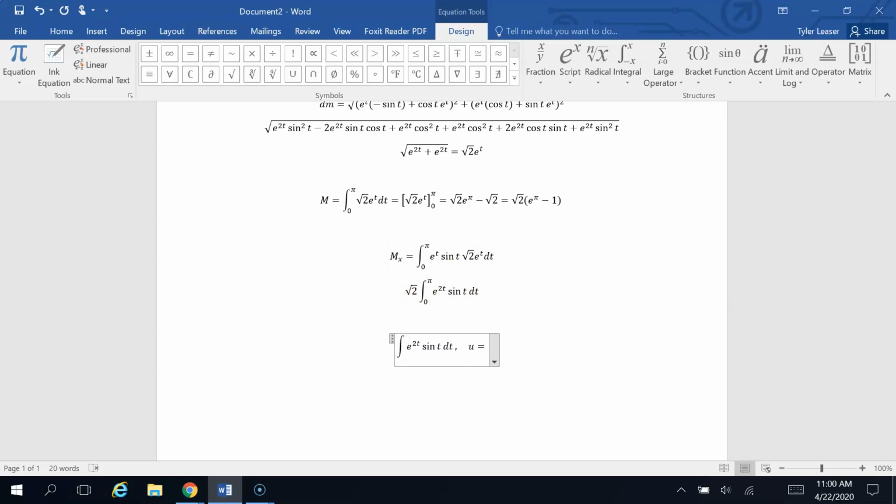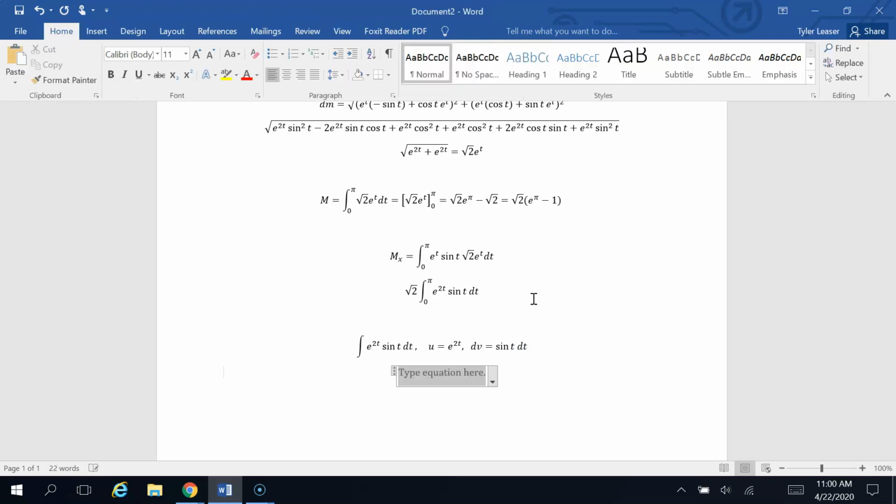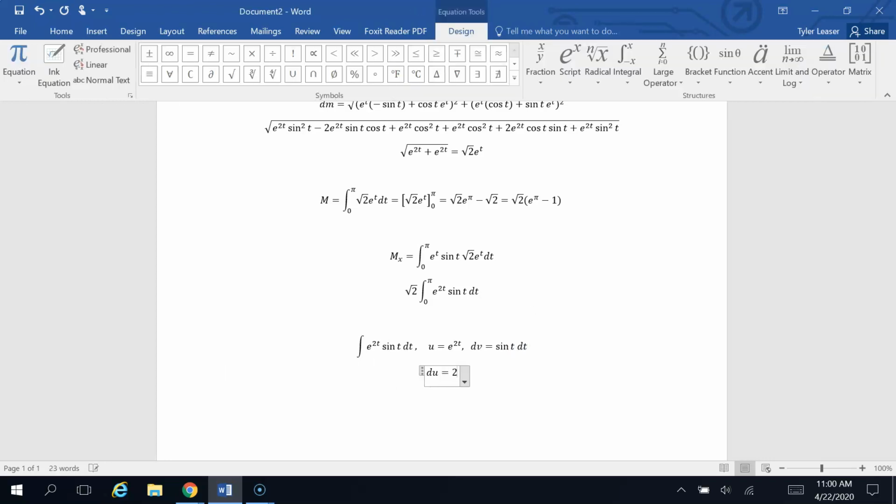Okay, so integration by parts, we want to set up the u and we want to set up the dv. It really does not matter which one you set to be which. I'll just go ahead and do it in the order it's in. e to the 2t for the u, my dv I'll let be sine t dt. You also have to figure out the du, so that's just the derivative of e to the 2t, which is 2e to the 2t. And then the antiderivative of dv, the antiderivative of sine is negative cosine. All right, so now we do the integration by parts.